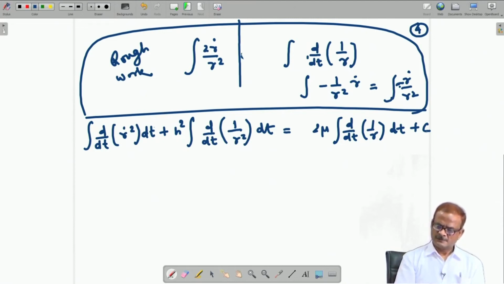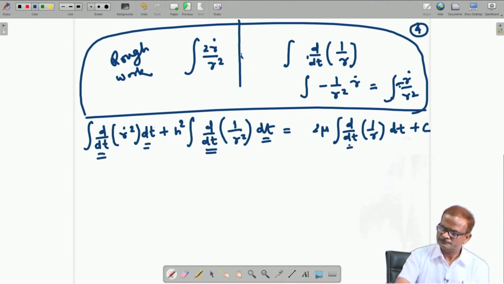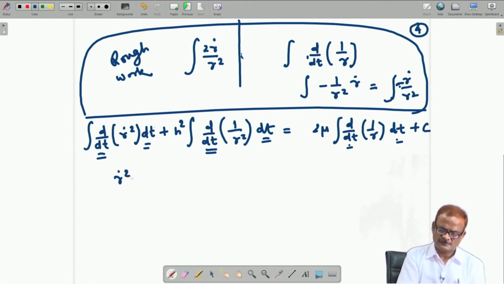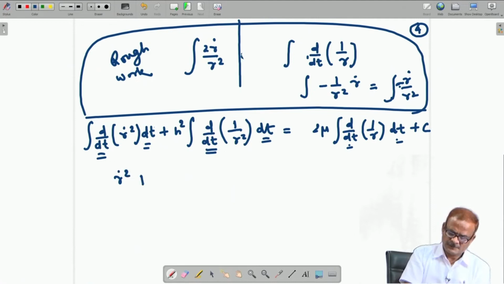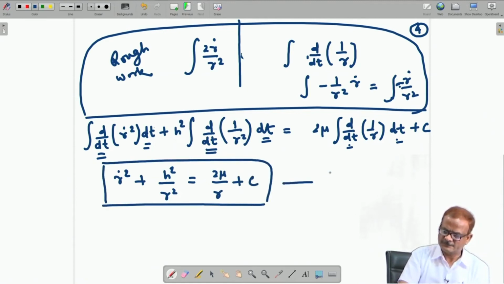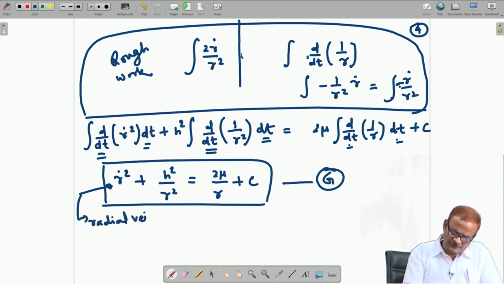Okay. So, this dt can be removed from this place. Okay. And in a simple way we can write this as r dot square plus h square by r square equal to 2 mu divided by r plus c. So, this is the integration. This is f and this is equation number g. Now this r dot is appearing as the radial velocity.